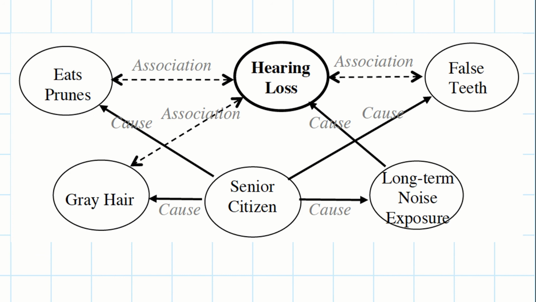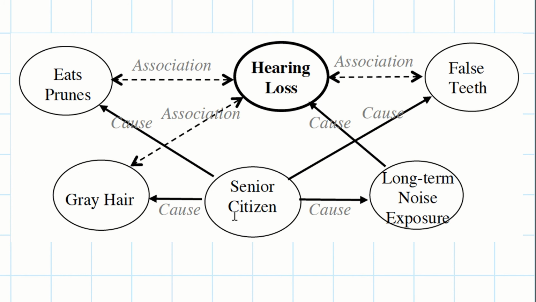So if we look at it, there's a lot of associations here that are clearly not causal. If you are a senior citizen, you're more likely to have false teeth just because you've been around longer and your teeth have probably suffered more damage. Same thing with long-term noise exposure. The older you are, the more likely you've been exposed to loud noises. But be careful with your headphones, because that can happen earlier in life too.